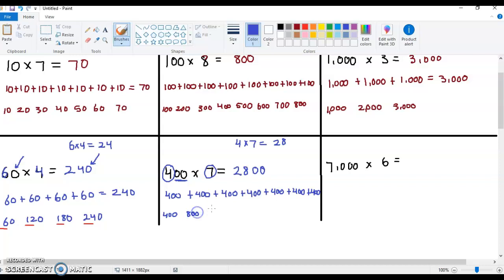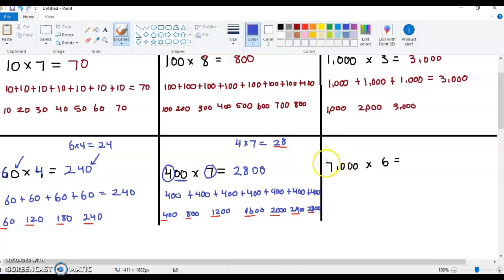400, 800, 1,200, 1,600, 2,000, 2,400. Oh, that looks like a 9, sorry. And then finally 2,800. Those don't look like zeros. I have to do better. Okay. And you can find your multiplication fact. You go 4 times 1, 4 times 2, 4 times 3, 4 times 4, 4 times 5, 4 times 6, and 4 times 7, 28, just like we had up here.